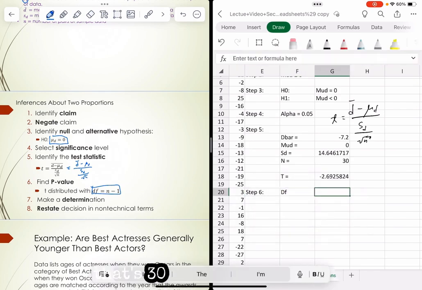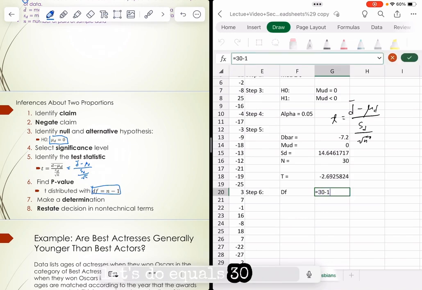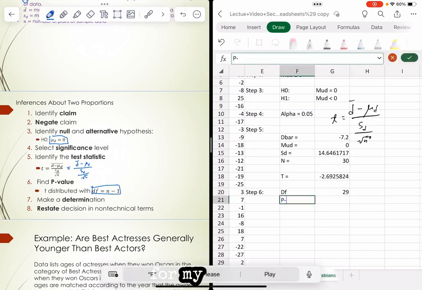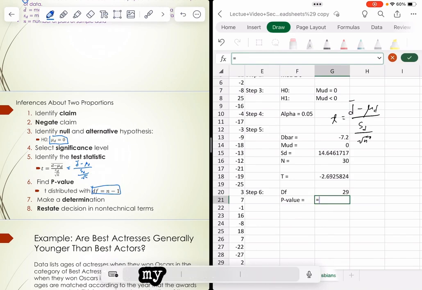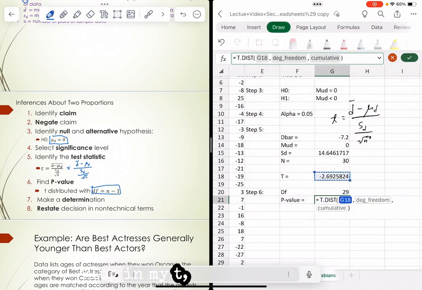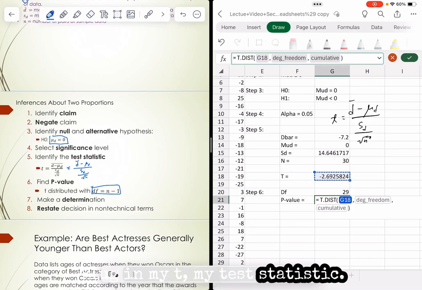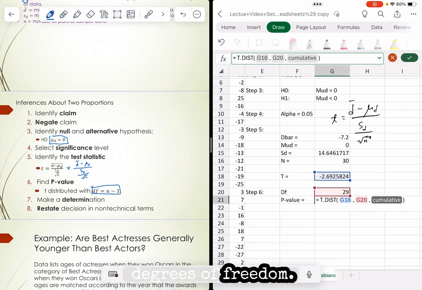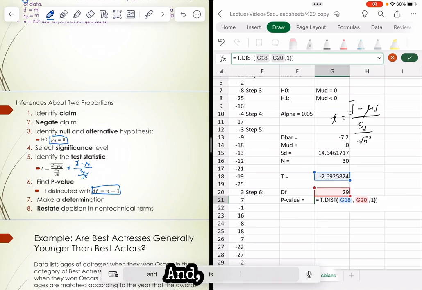That's 30 minus 1. Now let's do equals 30 minus 1. Okay, now I'm ready for my p-value. This is a left-tailed test. My t-statistic is on the left tail. All right, this is going to equal T.DIST. Plug in my t, my test statistic, degrees of freedom, cumulative, and enter.